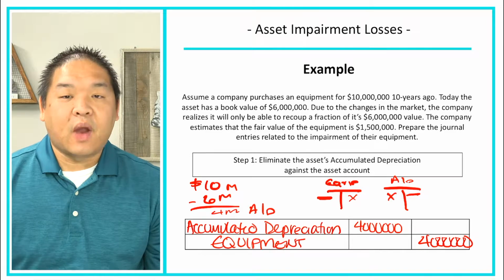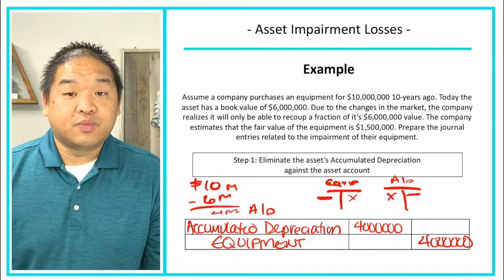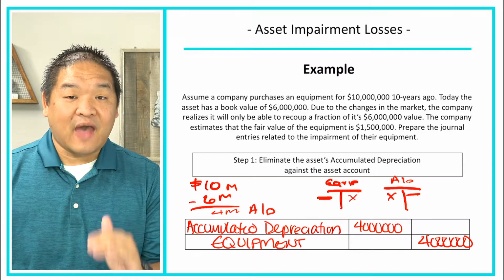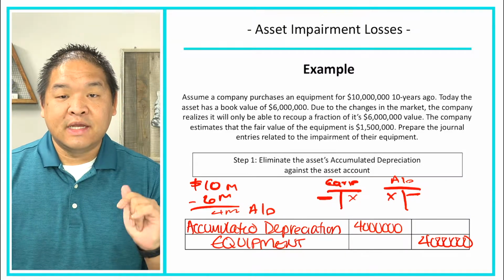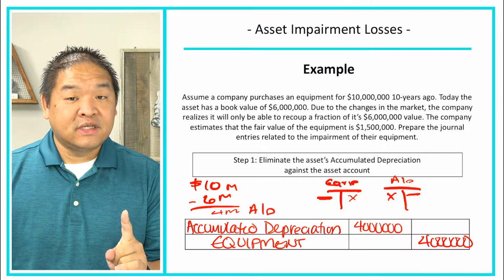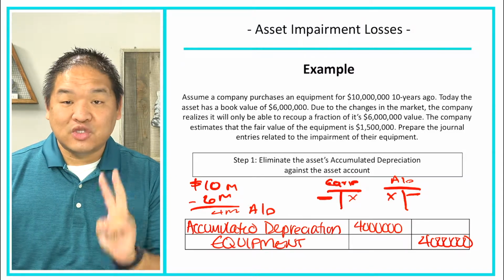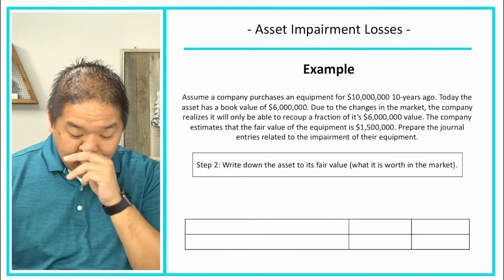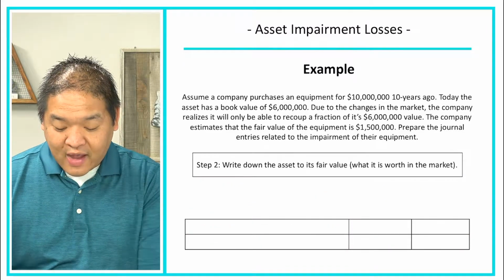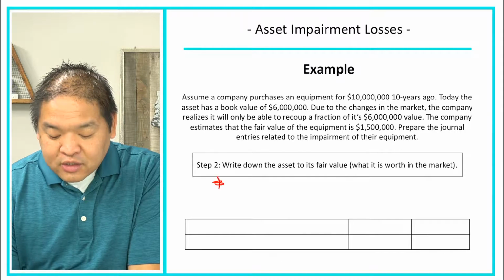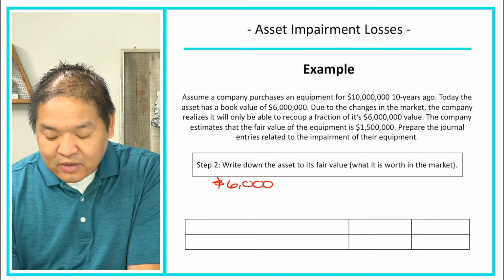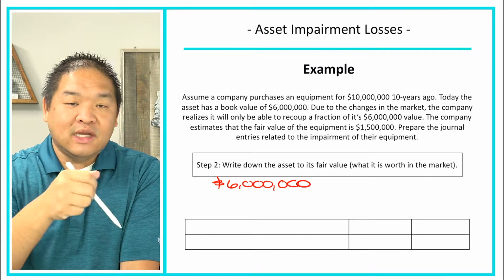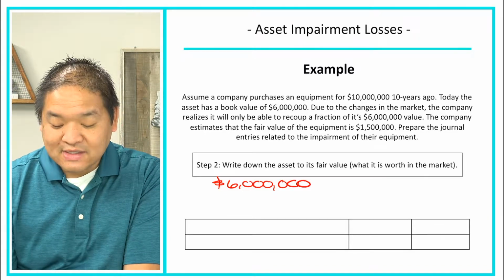So that would be writing off our accumulated depreciation to zero. So now our accumulated depreciation is zero, and then our asset's value has fallen from 10 million to 6 million. Now that's done. Now step one is done. In step two, we need to write down the asset to its fair value. So step two, write down the asset to its fair value. So right now in our books, we show the asset at $6 million, which is the 10 million minus the 4 million that we just dinged it in step number one. So we have it at $6 million.